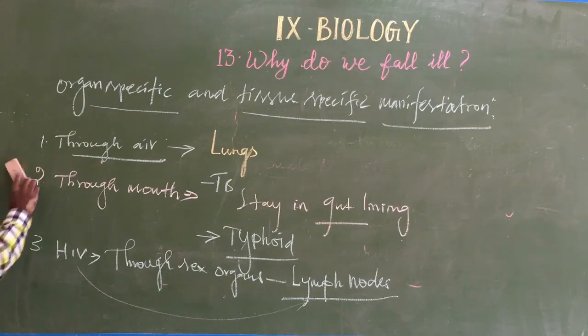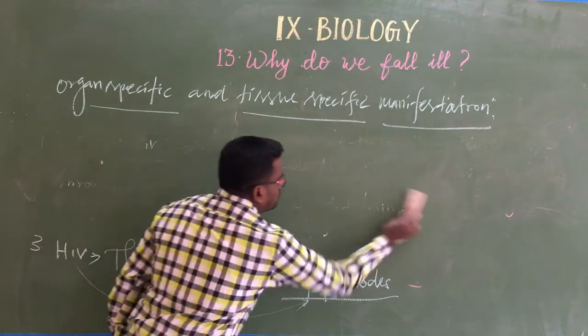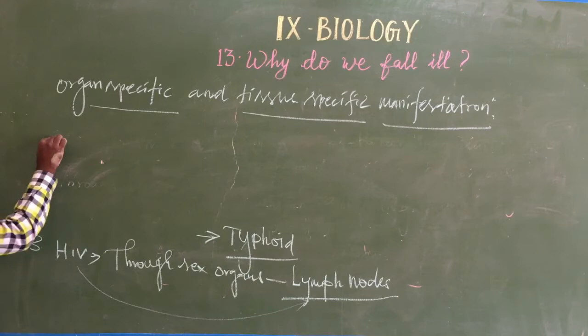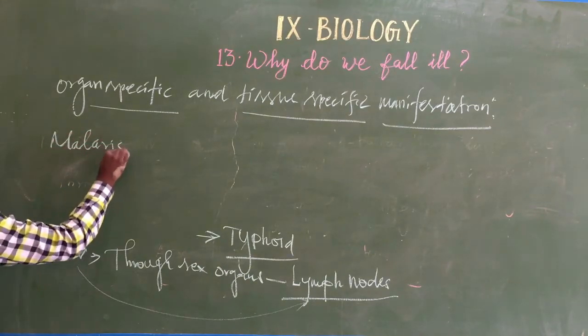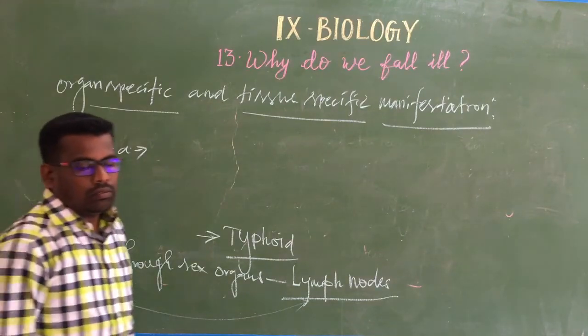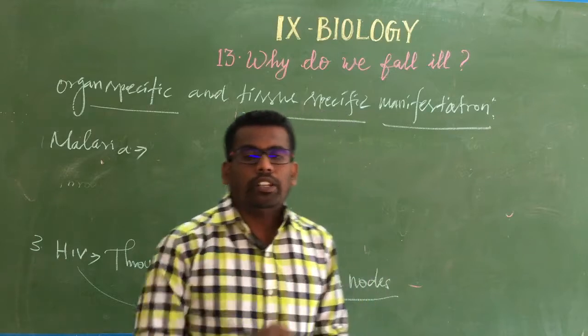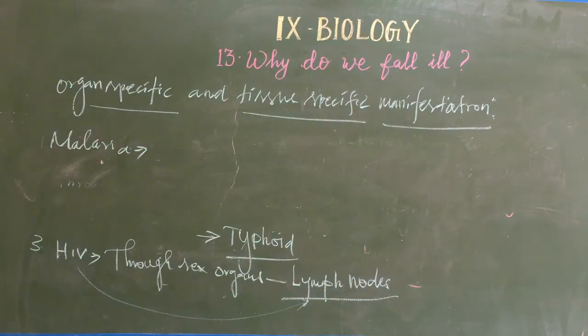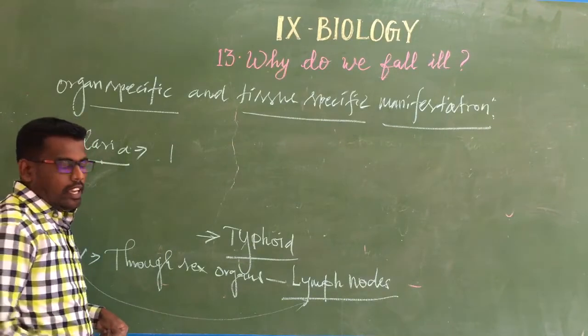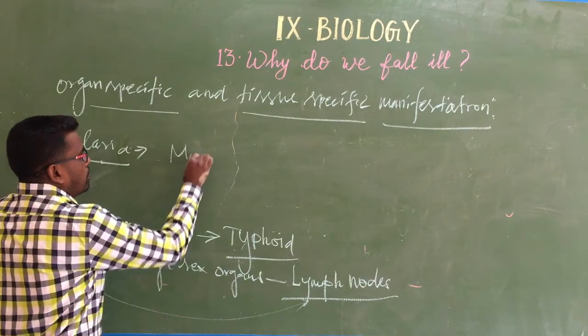And another one, malaria is there. How does malaria occur? The malaria is caused by a mosquito bite. If the mosquitoes bite, then the microorganism enters the liver. Malaria is a type of disease. The malaria causing agents are carried by the mosquitoes.